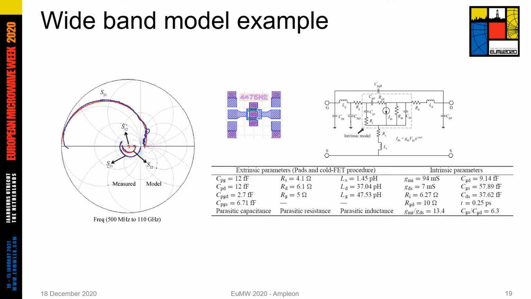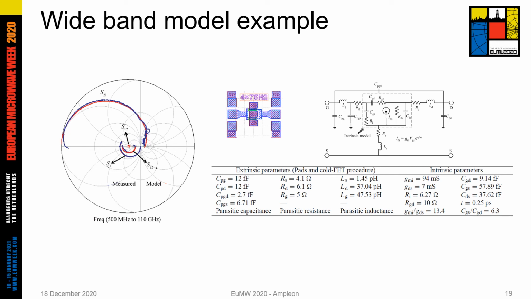The model also needs to be wideband. Here I give an example of a realized model of a small device, 4x75 in gallium nitride, where the model can predict the performance of the device from almost 500 megahertz up to 110 gigahertz, and the fittings are very good, you can see.